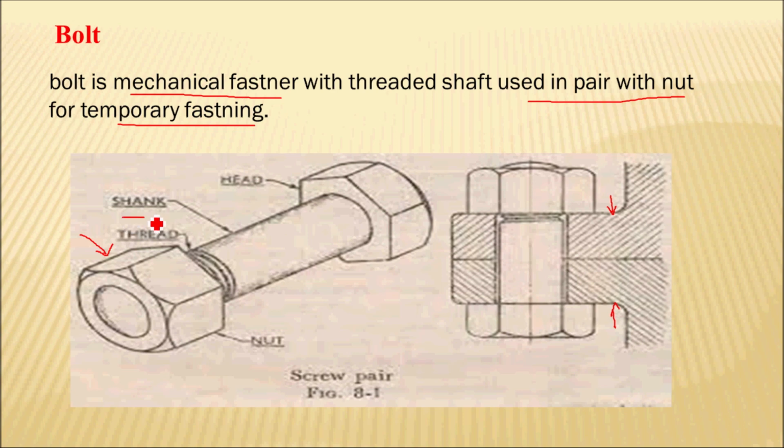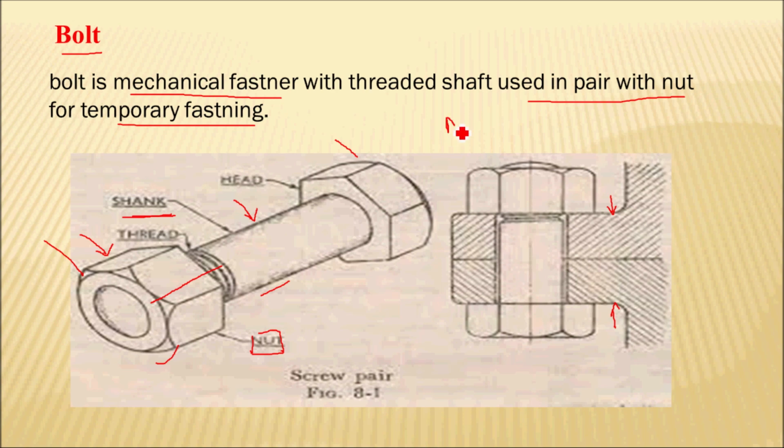You can see this is the shank of the bolt, which is cylindrical in shape, and threads are cut onto it towards the tail end for a sufficient length so that this nut can be effectively engaged with this bolt. Now this bolt is specified by the shank diameter and total length.